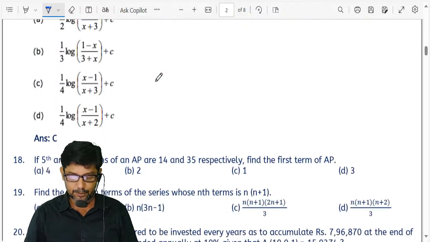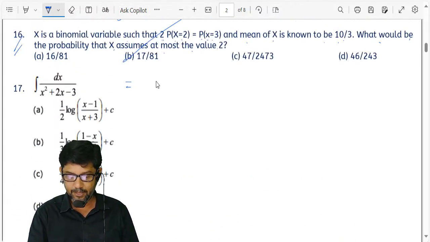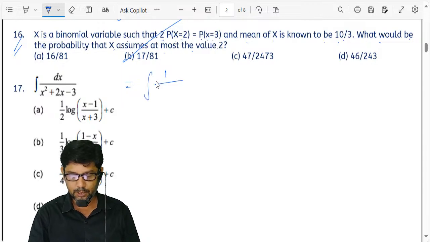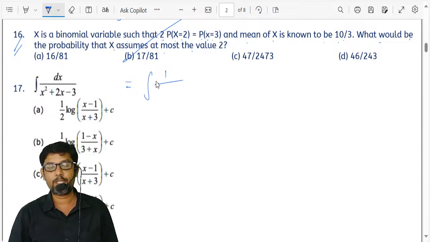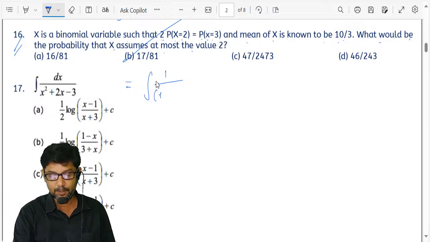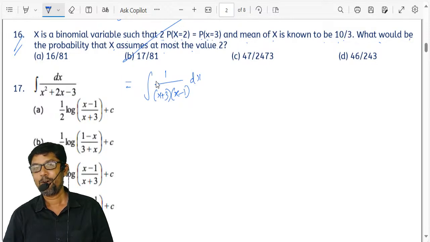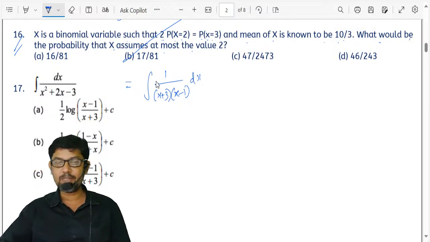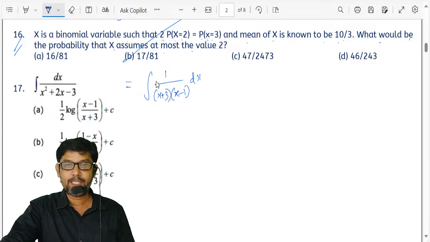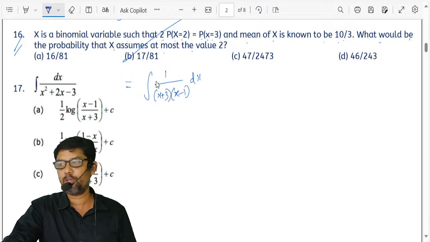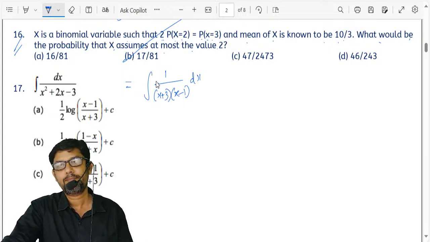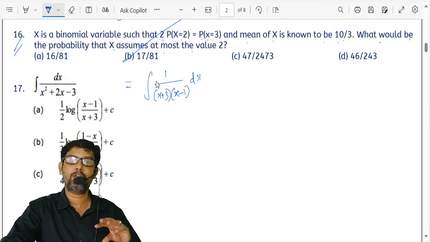Now, next question. This is my favorite question. I hope all my students' favorite question too. X square plus 2x minus 3, which is nothing but x plus 3, x minus 1. Is that right? Factorization. Why is it favorite? Can anyone tell me why it is a favorite question for us? I don't know integration, but still it is favorite to everyone. Why is it favorite to everyone and why is it favorite to me?